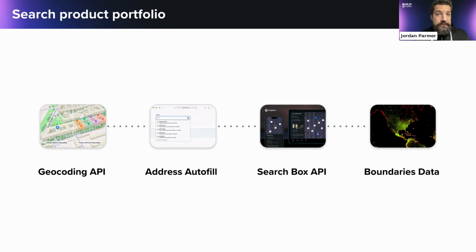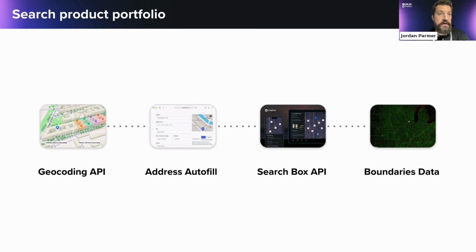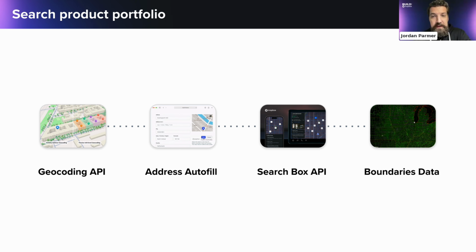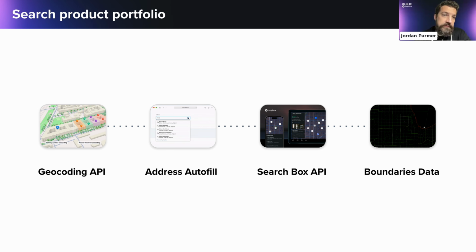We have our address autofill SDK, which is for when you have an order form and a user is typing in an address. It's a way to autofill that form, and the user gets a nice map and a pin that they can move around to verify their location. We have our search box API, which is a premium search feature, an enhancement to our geocoding API that adds POI, or point of interest, search, including categories, brands, and landmarks. And finally, we have our boundaries product, which is a comprehensive data set of administrative, postal, and statistical borders globally, and it's used for visualization, geofencing, and all kinds of different use cases.